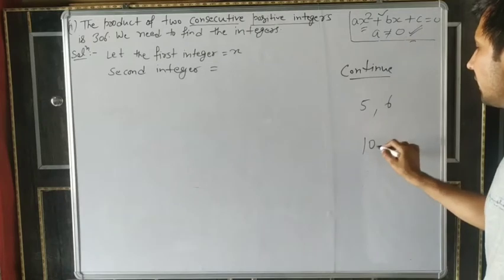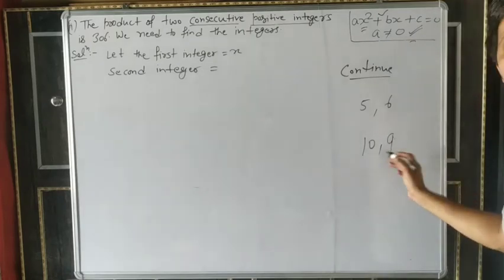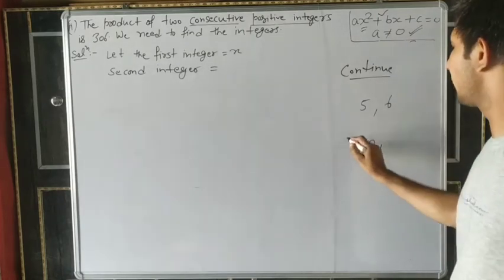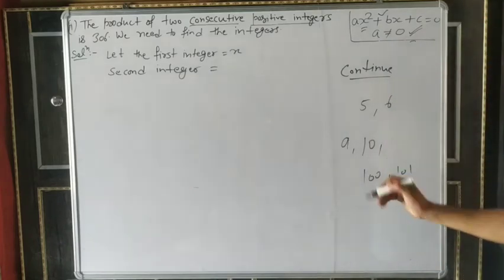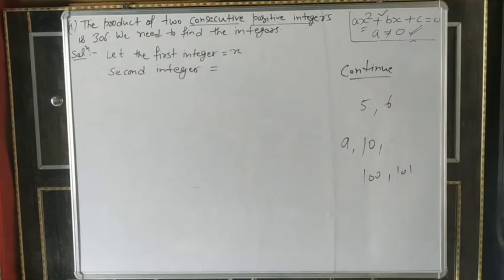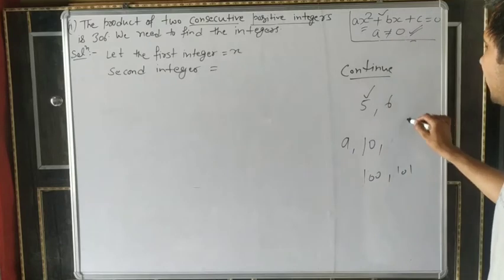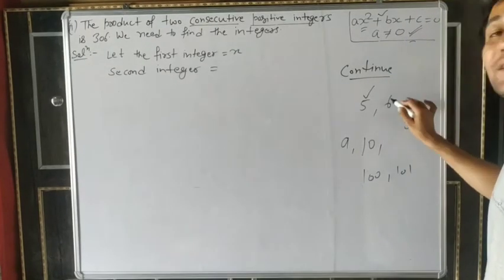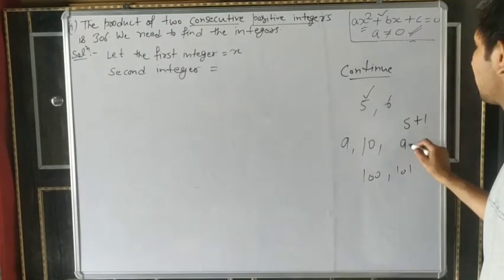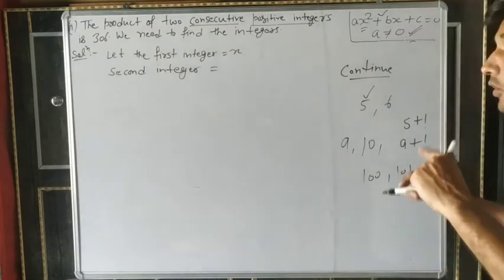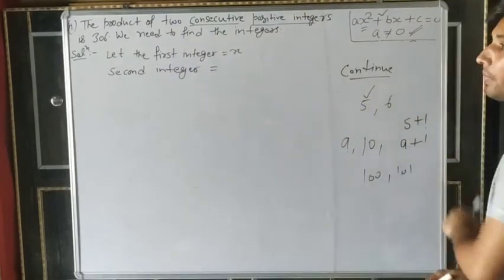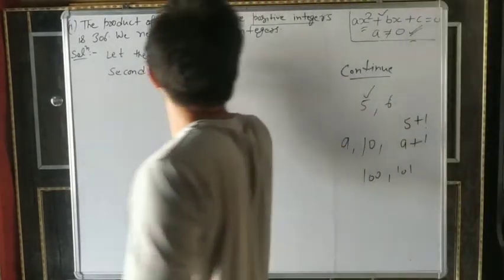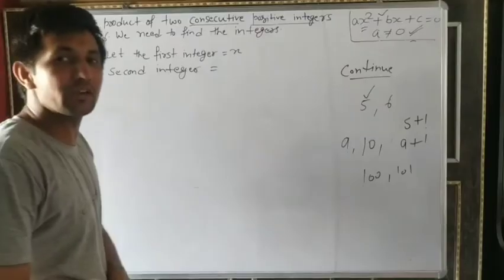One is 10, next is 9. Continuous or not? 10 and 9? Otherwise you can take 9 and 10. One is 100, one is 101. So like this, there are infinite possibilities. So what will we do? If one is 5, then the next is 5 plus 1, 6. If one is 9, the next is continuous. So the next number we always find by adding 1.